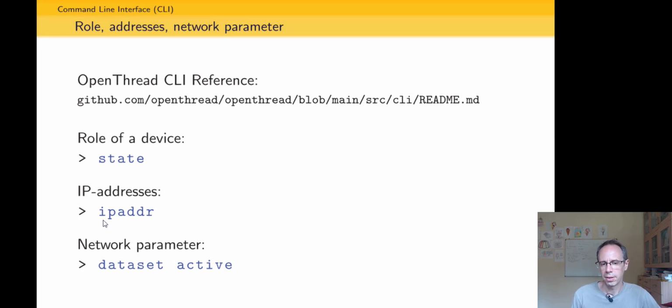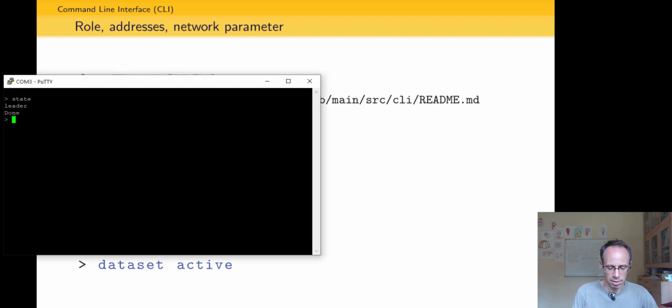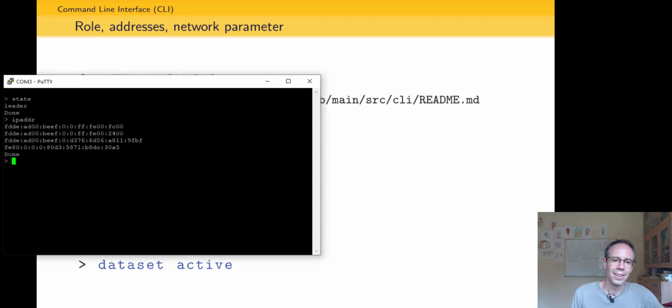The first one is state, the second one is ipaddr. The state just shows us the role of the devices. The IP address command shows us all IP addresses. Just try it, ipaddr, and then here we see there are 4 IP addresses.